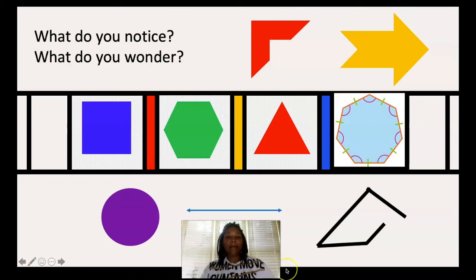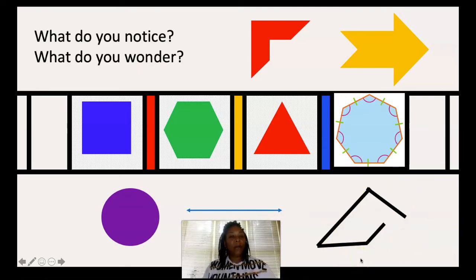I want you to go back to the what do you notice and what do you wonder page in your notebook. What are some of the things that you listed? So what do you notice? I noticed that there are two figures that are concave. That's what I noticed up here. What do I notice down at the bottom? I noticed that this is not a polygon. But then I also thought this is not a polygon. And I also thought that this was not a polygon.